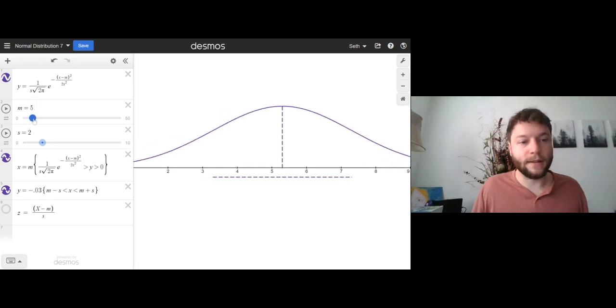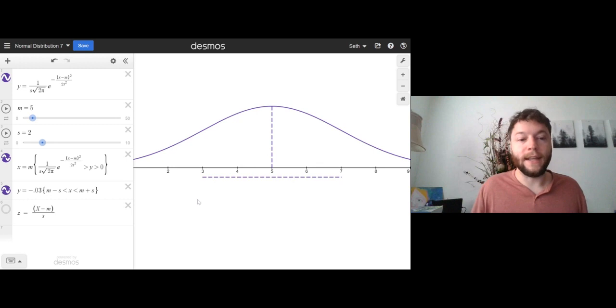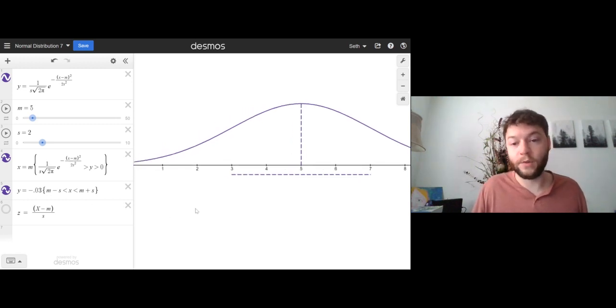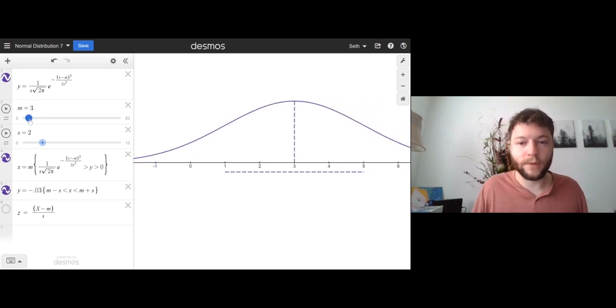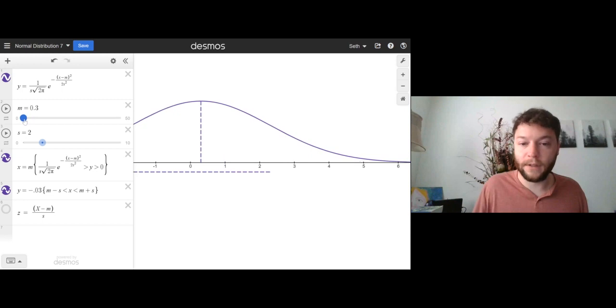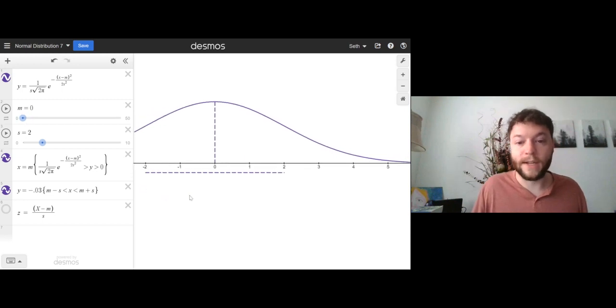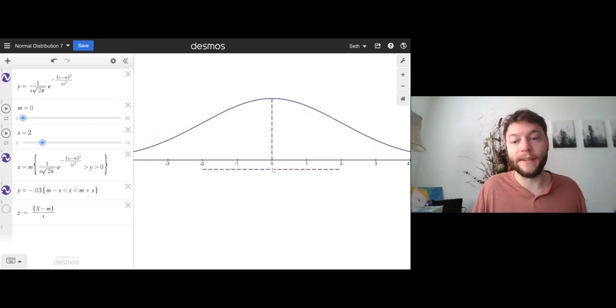Okay, so we started out at 5. Now, if we subtract the mean from each score, that means we're subtracting 5 from each score. So here's what would happen. The distribution would slide over to the left along the number line until it was hovering around 0. This is the new balancing point of the distribution.